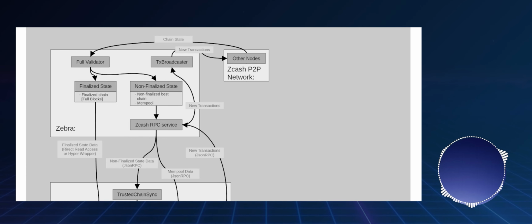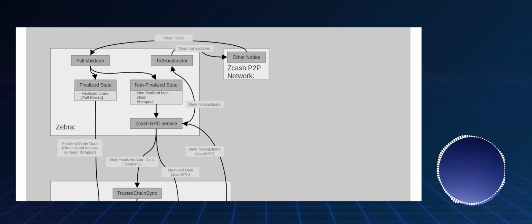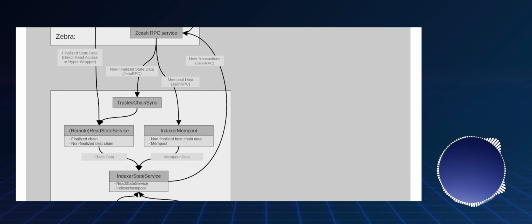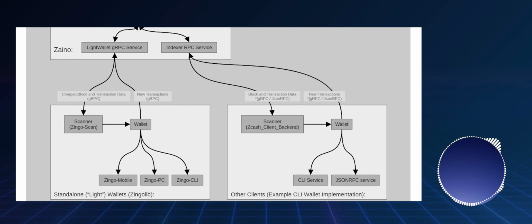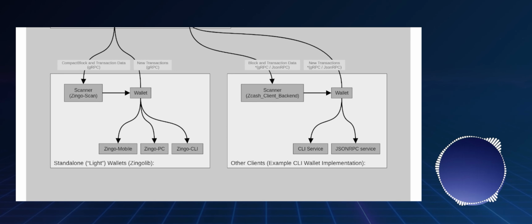So we start with Zebra, which is a full node, and then that connects into Zaino, which is the indexer, which then has the RPCs which go into wallets. In this case, we're going to be using Zingolabs Zingo-cli.